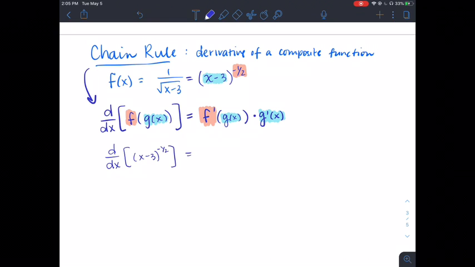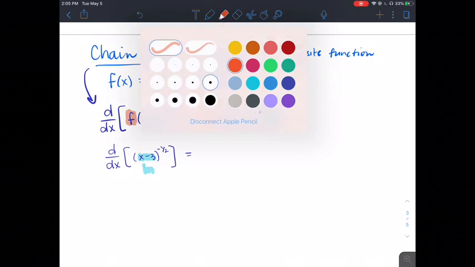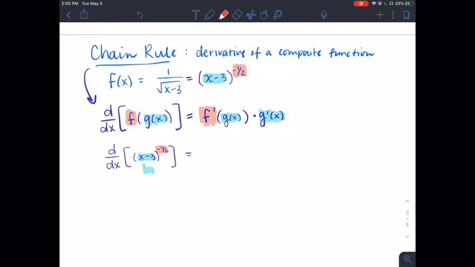I'm going to start by identifying my inside and my outside functions. My inside function is x minus 3, and my outside function is something being raised to the negative 1/2. This one isn't so hard to see as a composite function because you have those parentheses. You're literally putting something inside of the parentheses that's being raised to the power. So you have your inside, you have your outside.